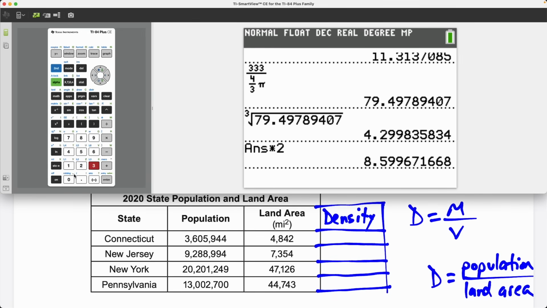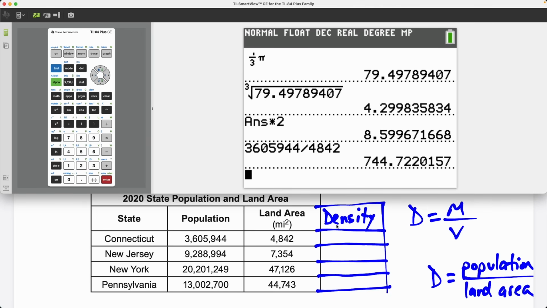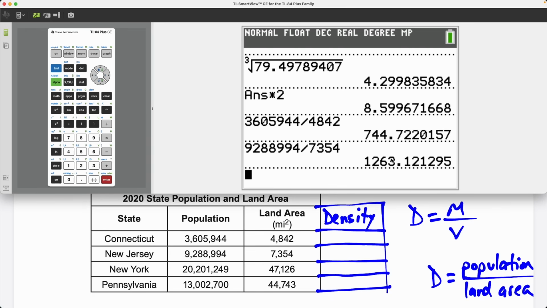We have 3,605,944 divided by the land area, which is 4,842 square miles. Okay, so this would be our first population density, and it's going to be people per square mile. And then next we would have 9 million. So the population for New Jersey, we have 9,288,994 divided by 7,354. And we get this value here.